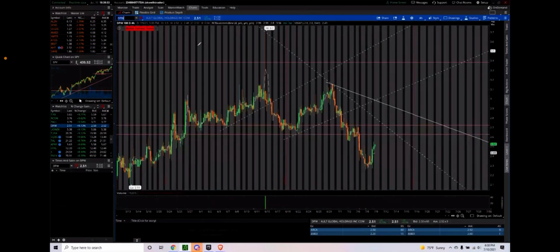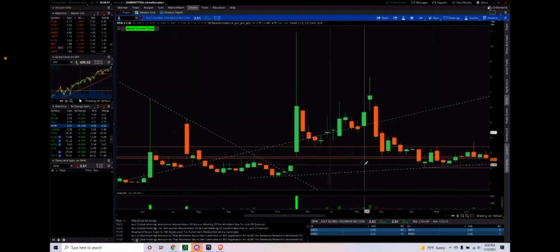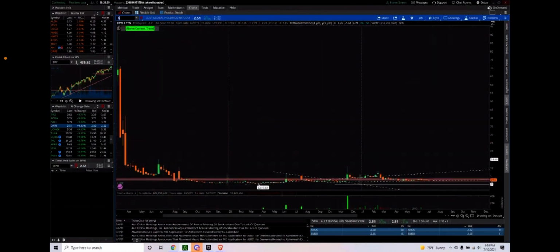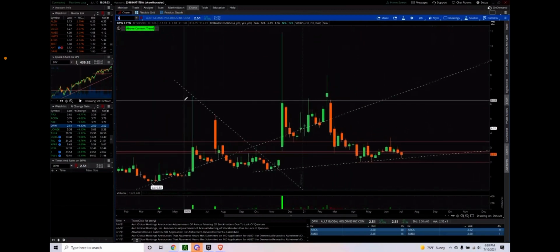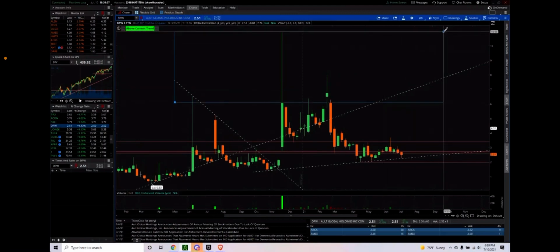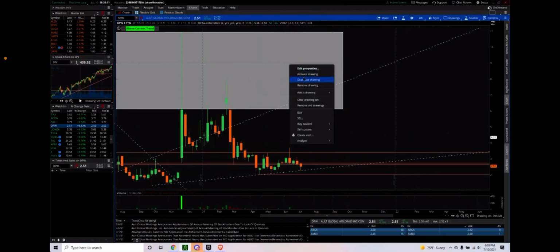DPW. Okay, this is the weekly. Each candle represents one whole week. This is your supply zone. That whole square is your supply zone. And you want to extend that to the right.